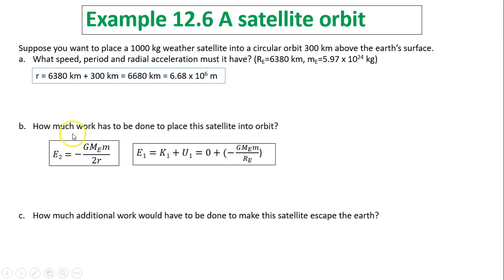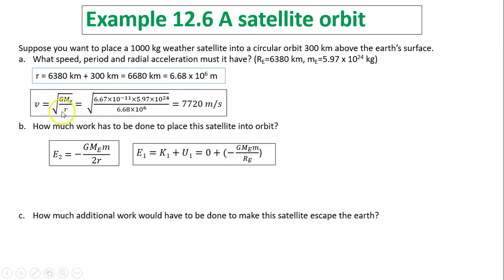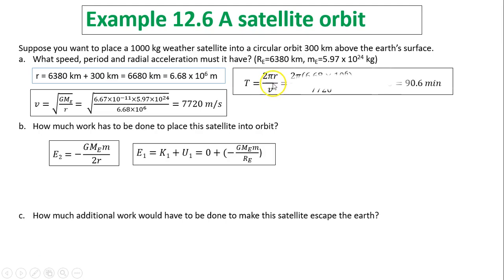Next, we can find circular speed. Circular speed is square root of GM_E over that R, which gives you 7,720 meters per second. That's the circular speed of the space station. Next, what's the period? Period equals 2 pi R over v. So we plug everything in, and you'll have 90.6 minutes, about an hour and a half.